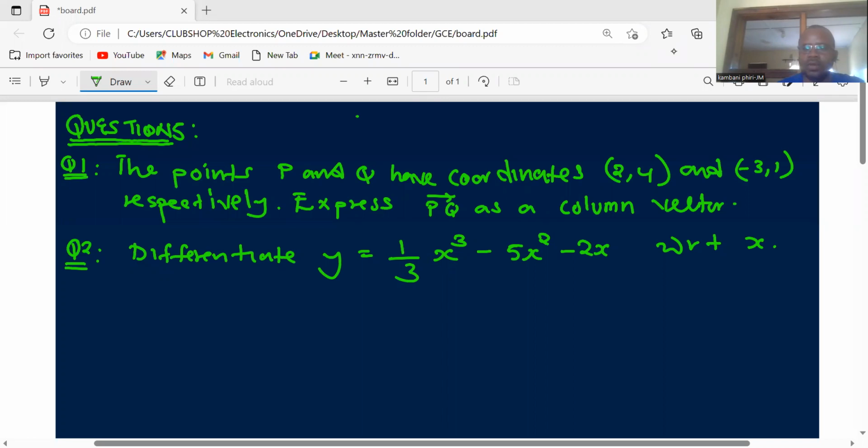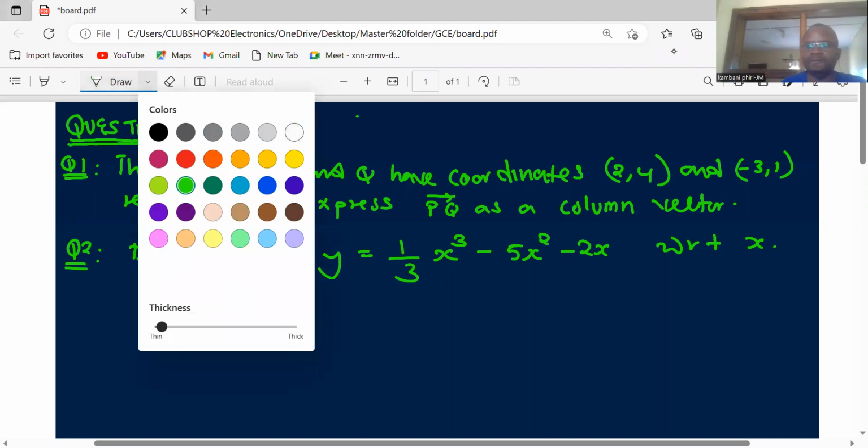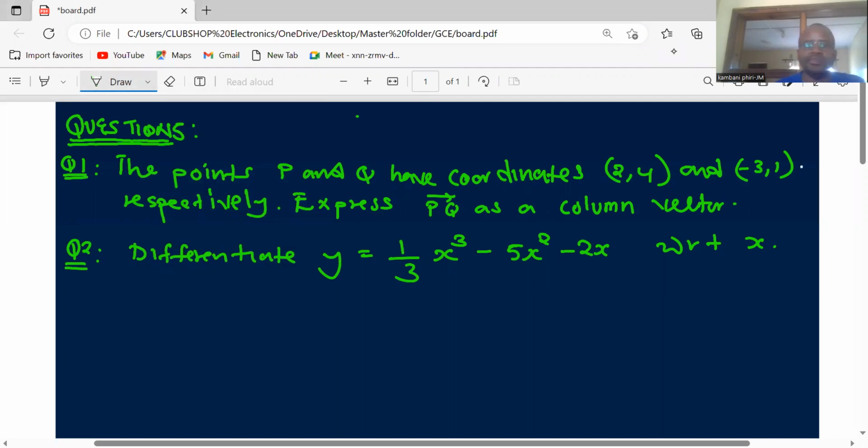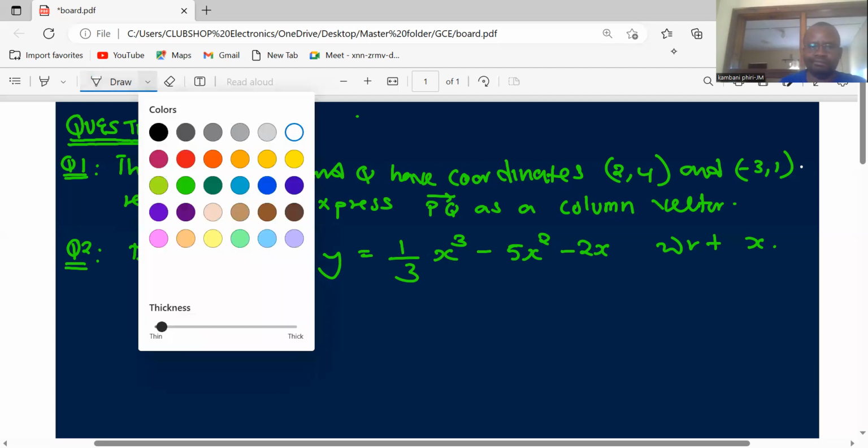All right, so my interest in this presentation is to look at two concepts: the concept of position vectors and vectors, as well as the idea of finding the derivative in calculus. All right, so two main concepts. And to do that, we have these two questions.